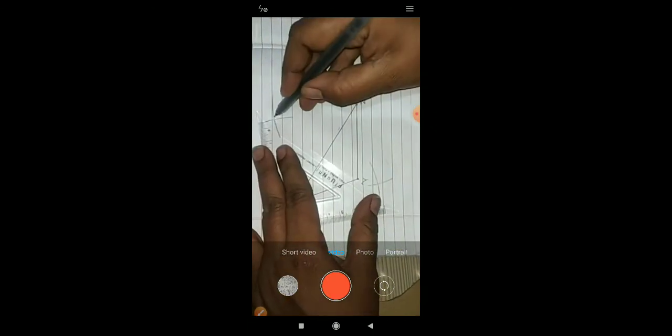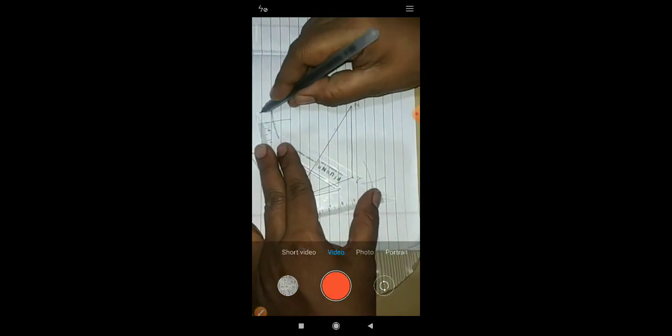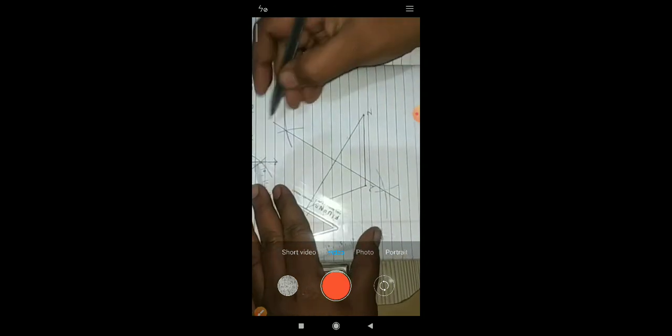Without changing the distance here, on the downside also we have to draw the arcs. Then draw the arc which is passing through, or intersecting, the first arc. Now I got this. Join these two intersecting points.